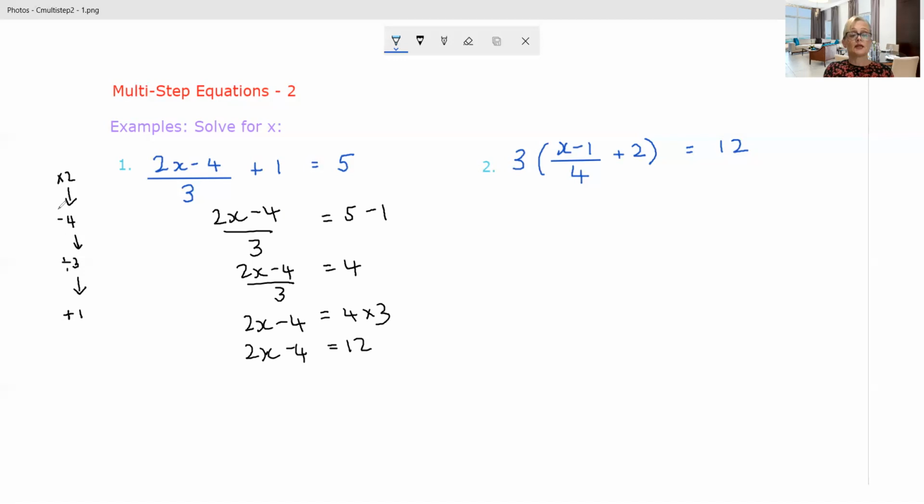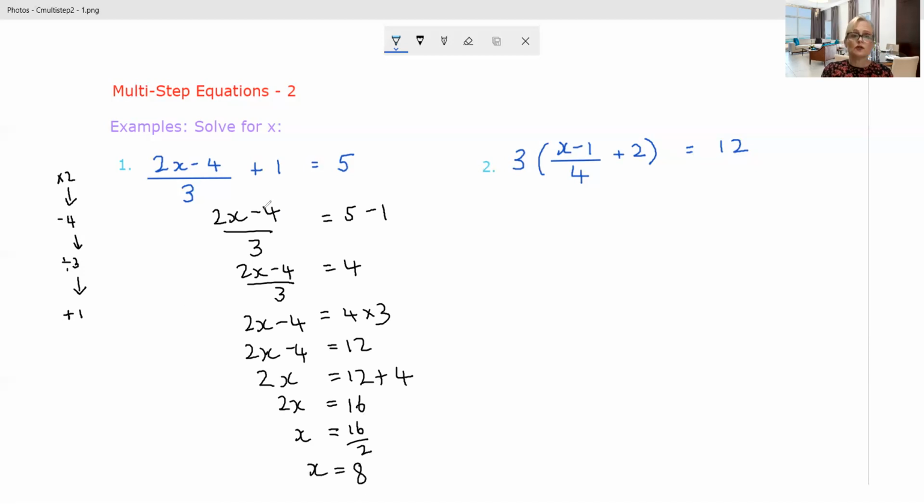Next layer we need to undo is this subtracting 4. We undo subtracting 4 by adding 4. And last thing that we need to undo to find our x is to get rid of the multiplication by 2. We get rid of that by dividing by 2. We end up with x is 8.